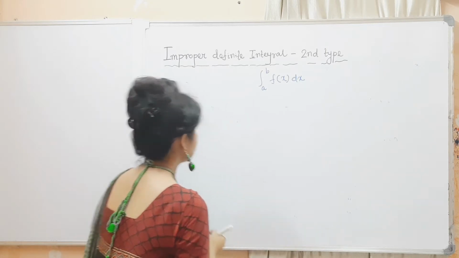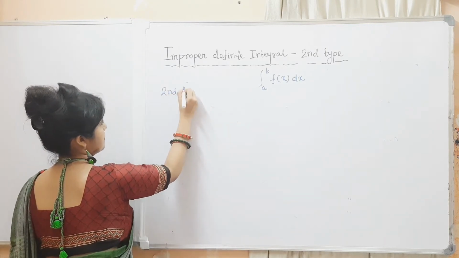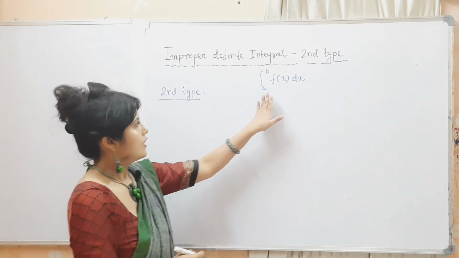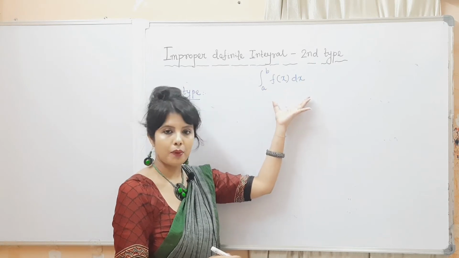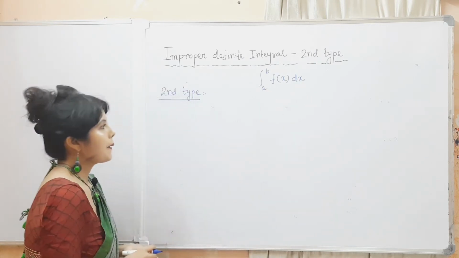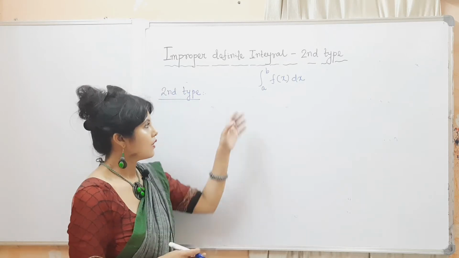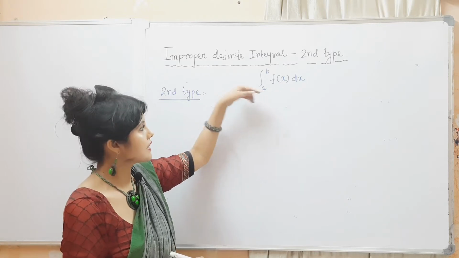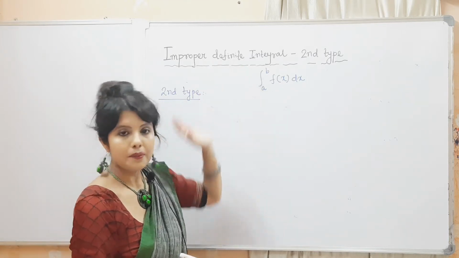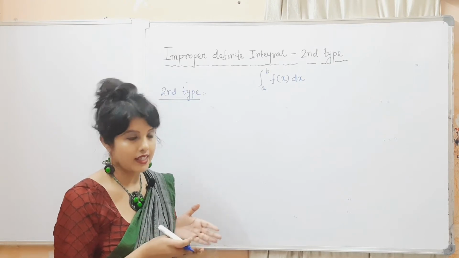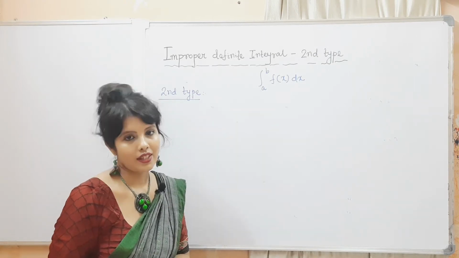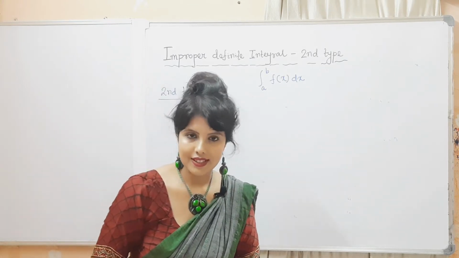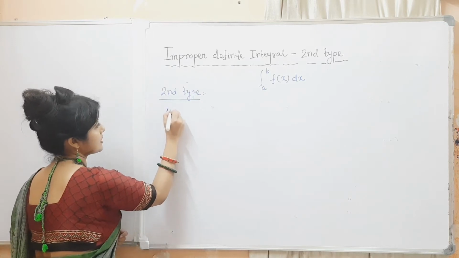So now my point of discussion is second type improper definite integral. The definite integral must have the form integration a to b f of x dx, but there may be some cases where a and b are both finite, but f of x is infinite either at a or at b or at some point c, where c should be in between the interval a to b. So the second type can also be categorized into 3 sections. Let me discuss them.